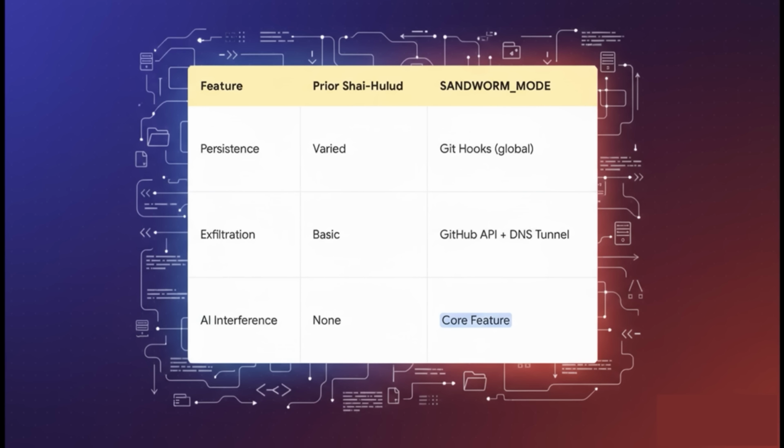So the crucial point here is just how much this thing has evolved. I mean, look at this comparison. You can see how much more sophisticated sandworm mode is. It's not just stealing anymore. It's actively embedding itself into your workflow using Git hooks, which means it can run its own scripts every time you commit code. It has multiple backup plans for sending stolen data back to its creators. But seriously, look at that last row. Direct interference with AI tools, that's the part that's brand new and terrifying.